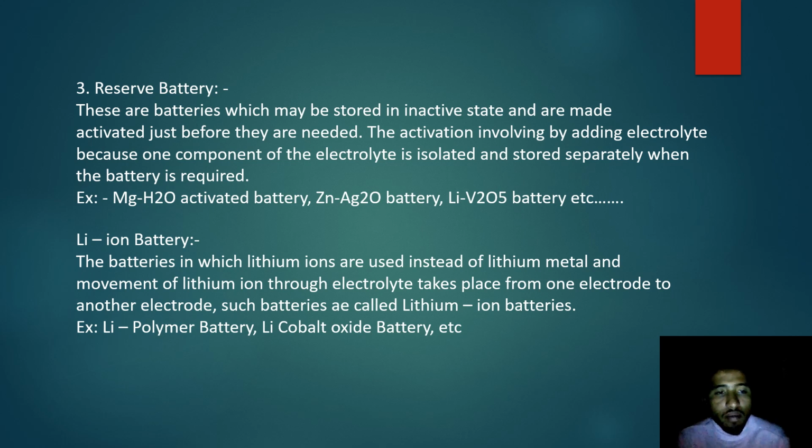Lithium ion battery. The battery in which lithium ions are inserted into the lithium metal, and the movement of the lithium ion takes place from one electrode to the other electrode, such batteries are called lithium ion batteries. Examples: lithium polymer battery and lithium cobalt oxide battery.